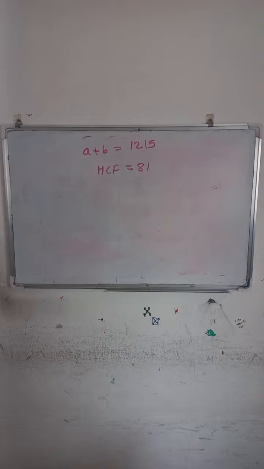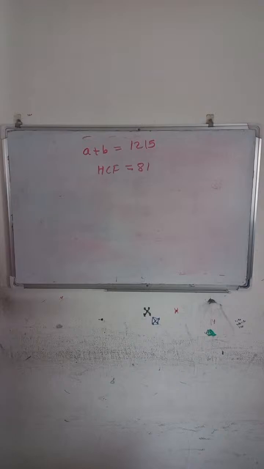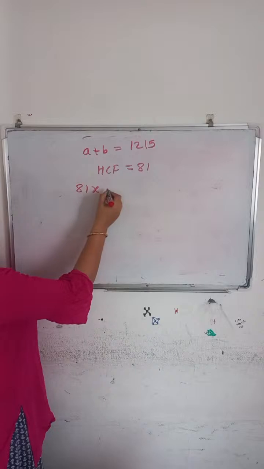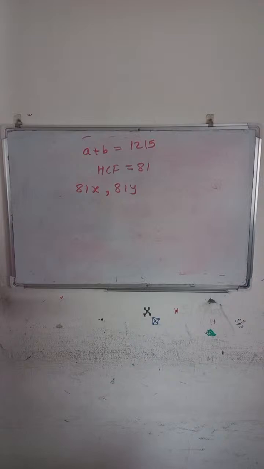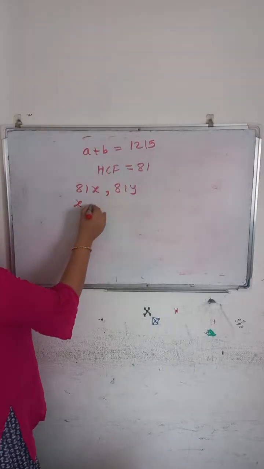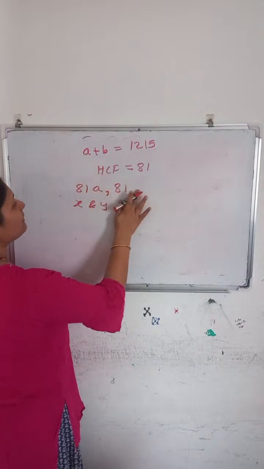So this is also a very important question. The HCF of the numbers is given as 81, which means it is a factor of both the numbers. So we can assume the two numbers as 81x and 81y, where x and y are co-primes. Here I took A and B, so I will write A and B.